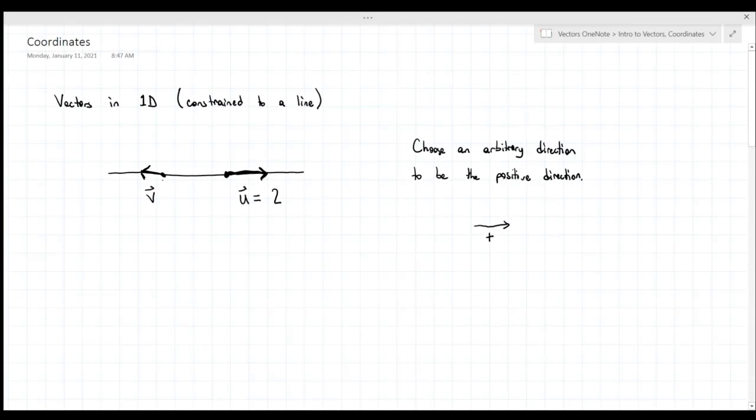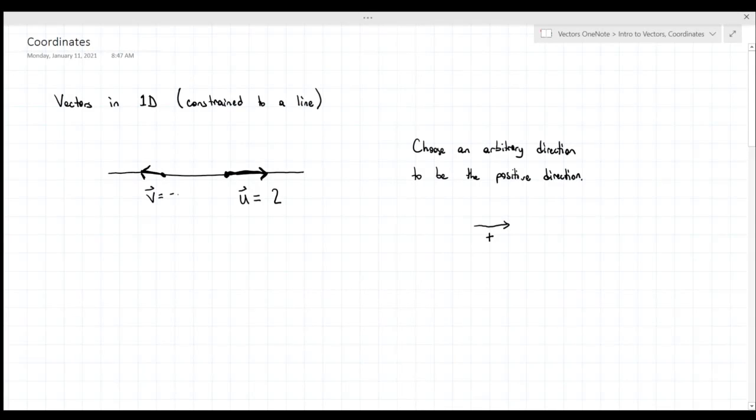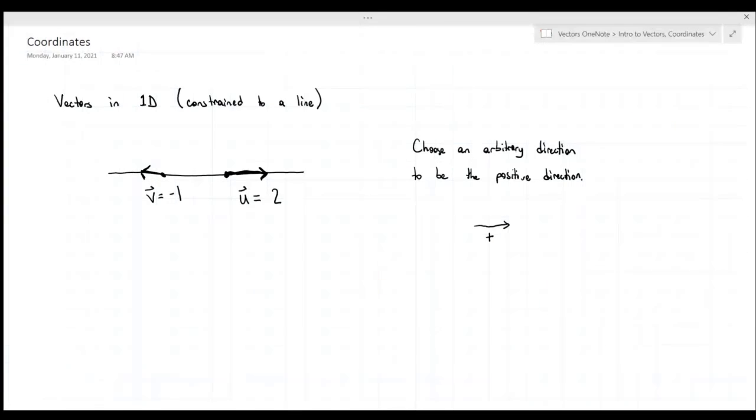Whereas this vector v, let's say its length is 1, but it's pointing towards the left, which would be the negative direction. So I could represent this vector as the number -1. 1 because its length or its magnitude is 1, and then negative because it points left, which is our chosen negative direction. Okay. So if we are working in one dimension, vectors can be represented as numbers, just as how we could represent scalars as numbers as well. Okay.